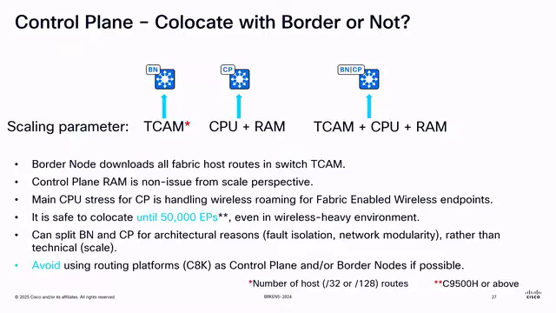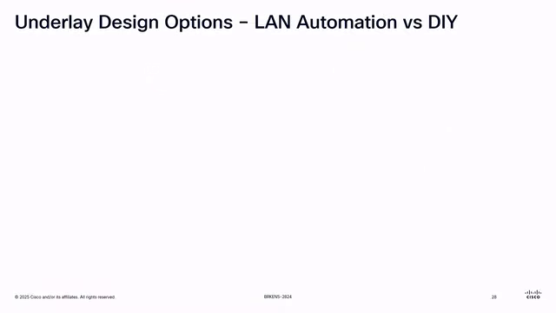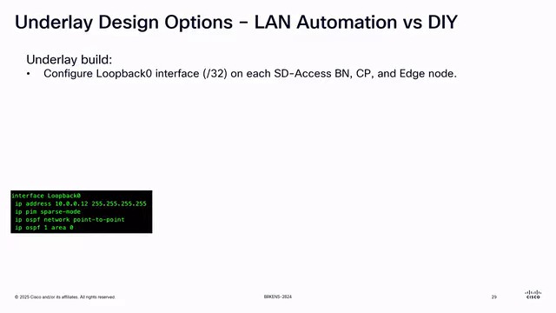Now it's time to start enabling the rest of the network. But before we do that, there is another trade-off. How can we build our underlay for SDA? There are two options. We can use LAN automation, or we can build it ourselves. What's better? Again, the answer is it depends, but we will look at it. But before I answer that question, let's look at what exactly you need from the underlay. How can you configure the SDA underlay?